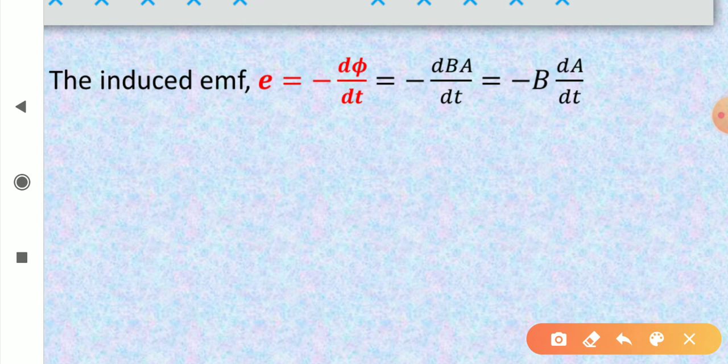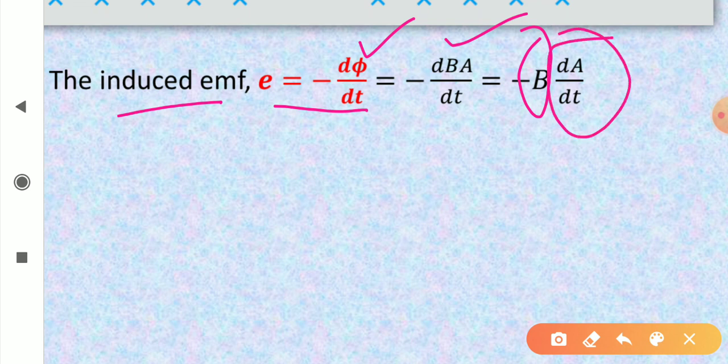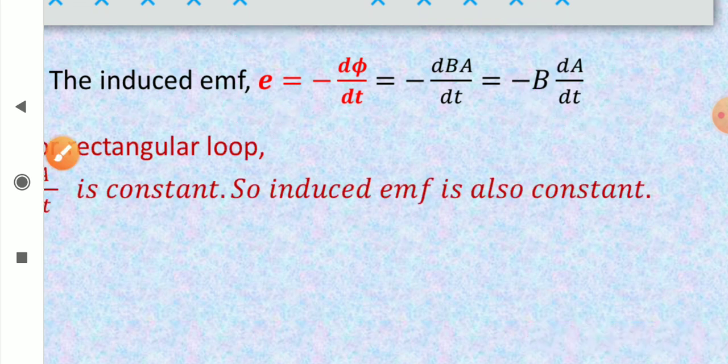Now the relation for induced EMF is minus d phi by dt, and this phi is magnetic flux, so it is B into A. You know that here B and A are parallel, and B is constant, so B can be taken out, and then you get minus B dA by dt. Now you see that B is constant. So if dA by dt, that is the rate of change of area, is constant, then induced EMF will be constant.